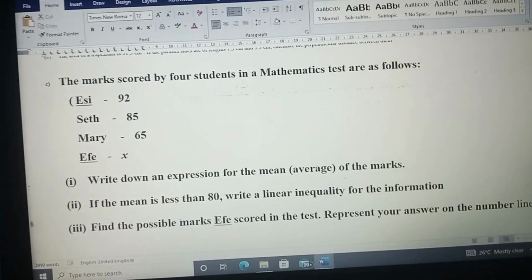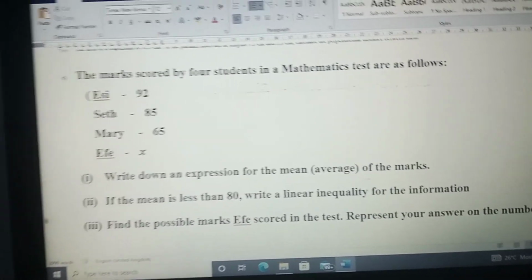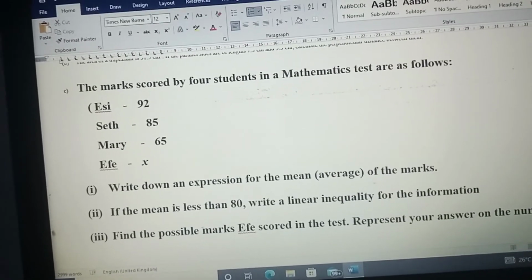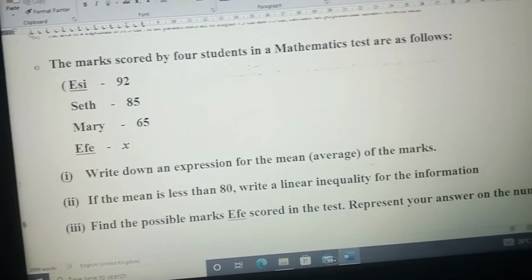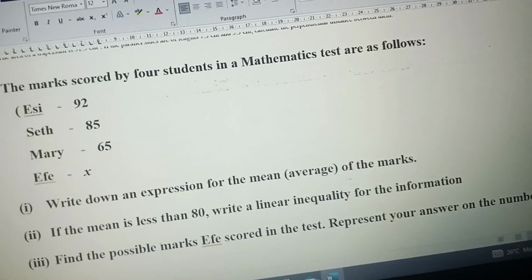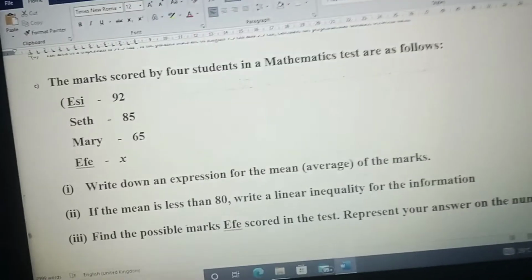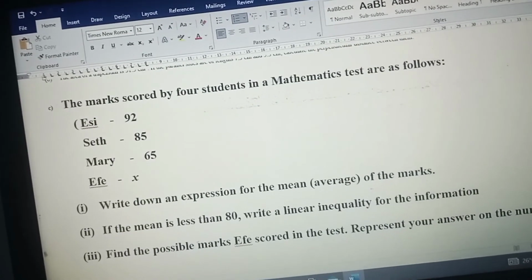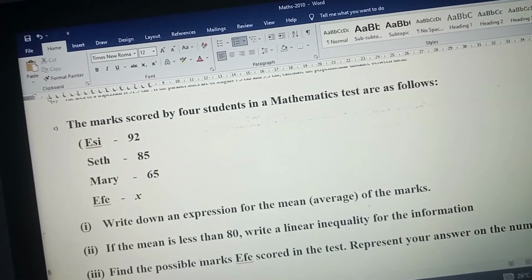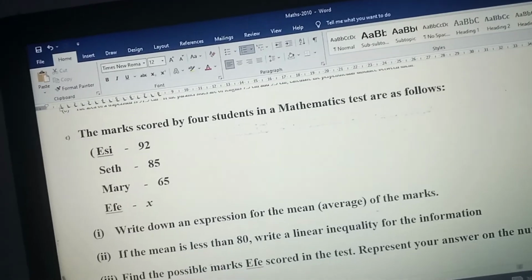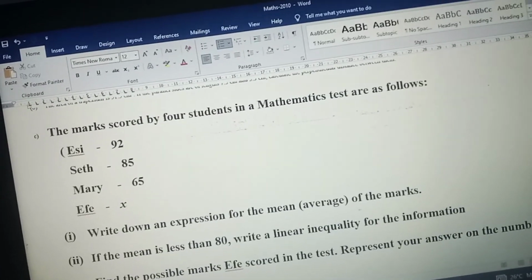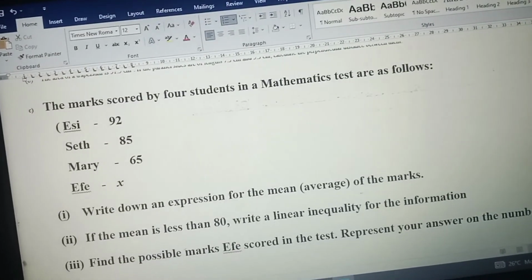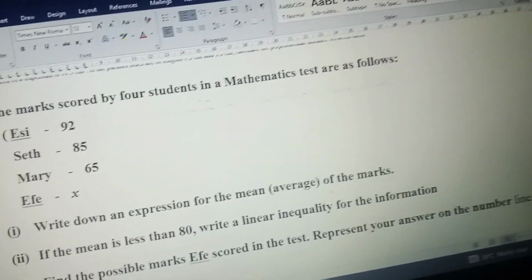Now let's look at the last part of question 4. Let me refer you to my PC because the question is somewhat lengthy. In question 4C, we are told that the marks scored by 4 students in the mathematics test are as follows. So the names of the students are mentioned and their corresponding marks, as you can see.